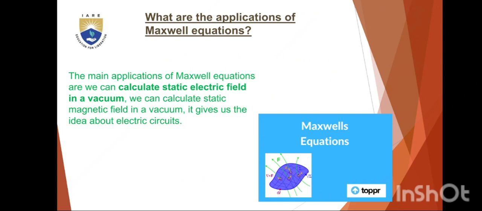Before going to the applications, we see first of all Maxwell's first equation. Maxwell's first equation is based on Gauss law of electrostatics, which states that the closed surface integral of electric flux density is always equal to the charge enclosed by that surface. Mathematically, Gauss law can be expressed as: over a closed surface, the product of the electric flux density vector and surface integral is equal to the charge enclosed. ∮D·dS = Q enclosed.